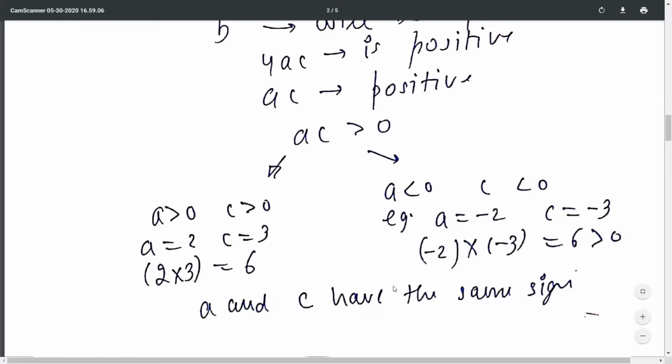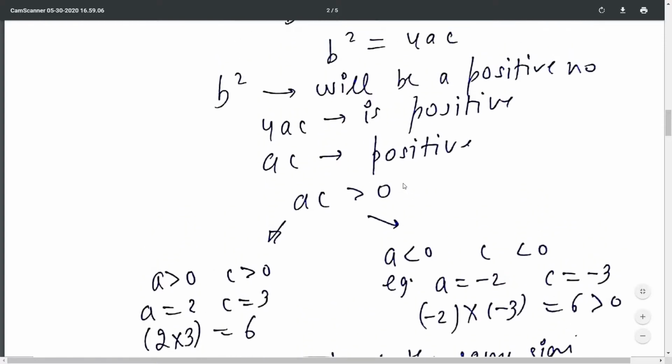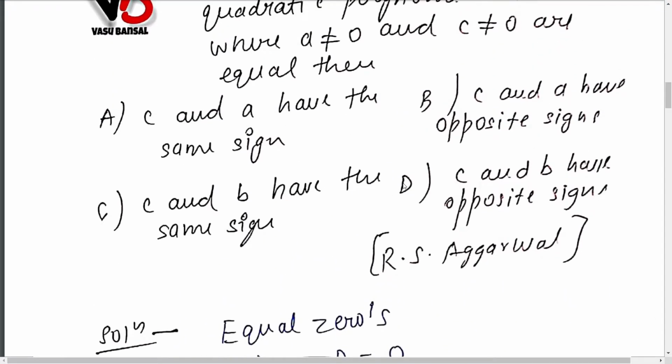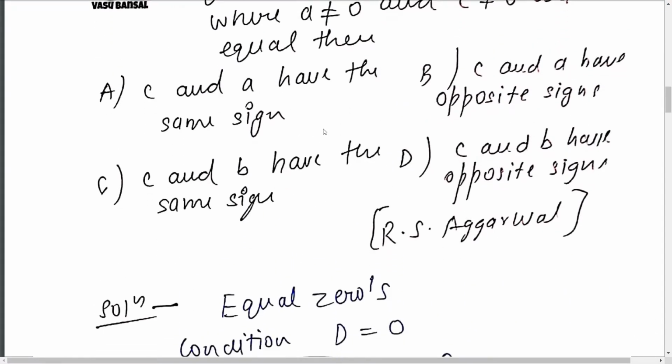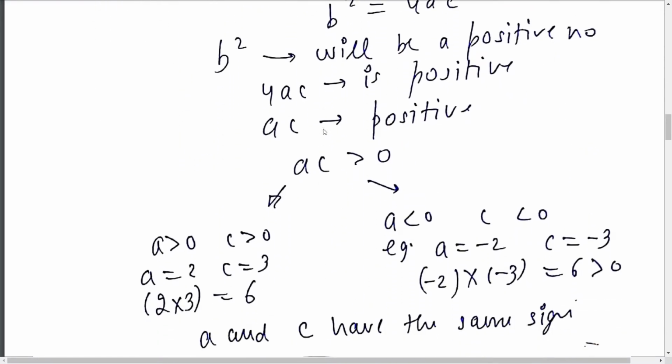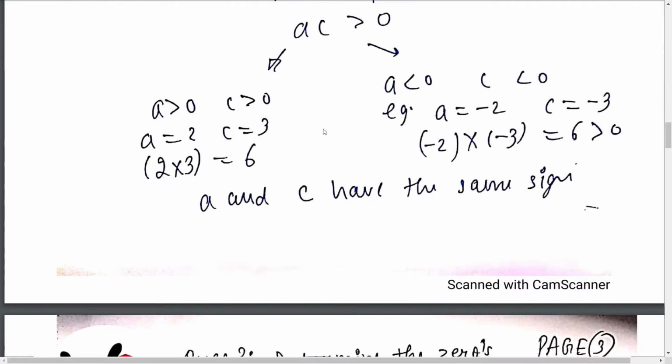So a and c have same sign in both the cases. Either both will be positive or both will be negative. So you choose the option a and c have the same sign, right? So second question is completed.